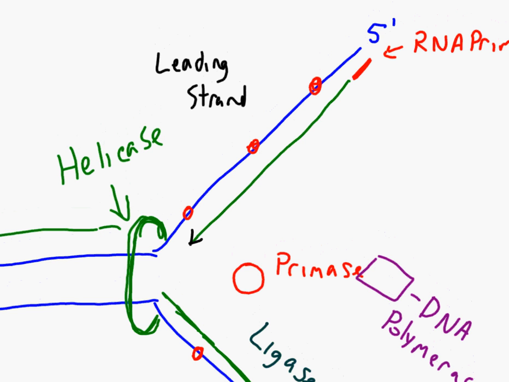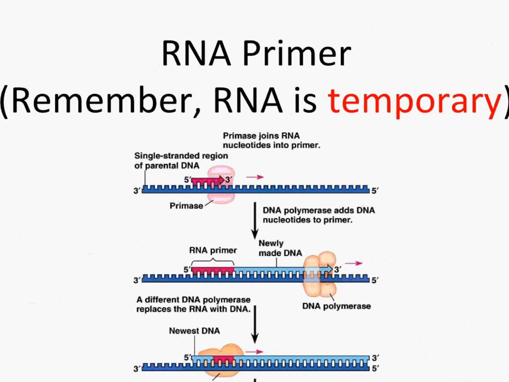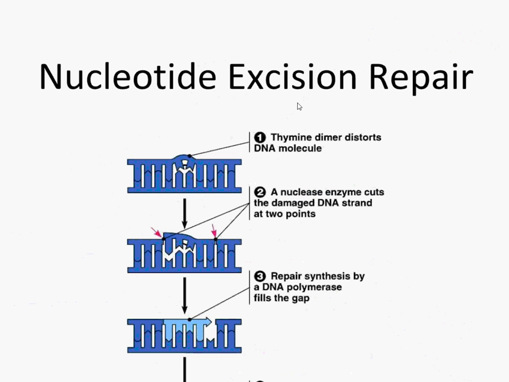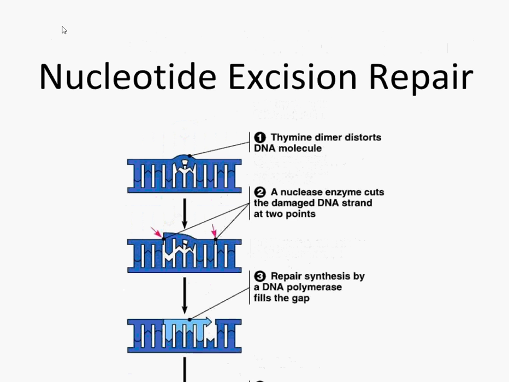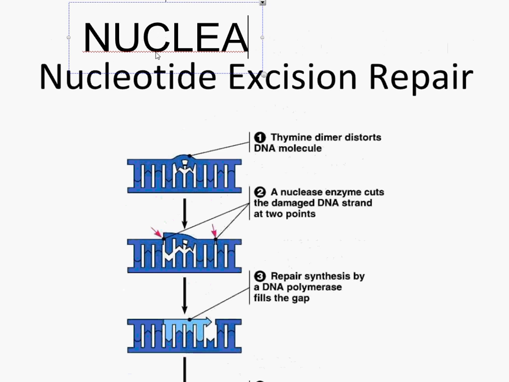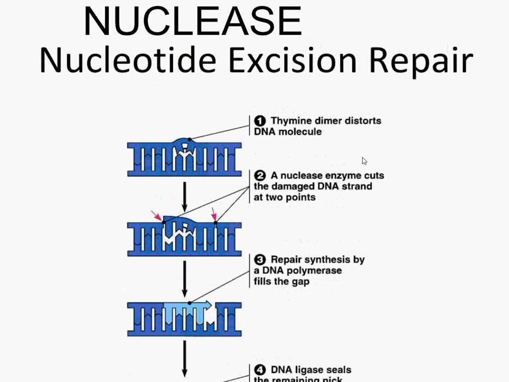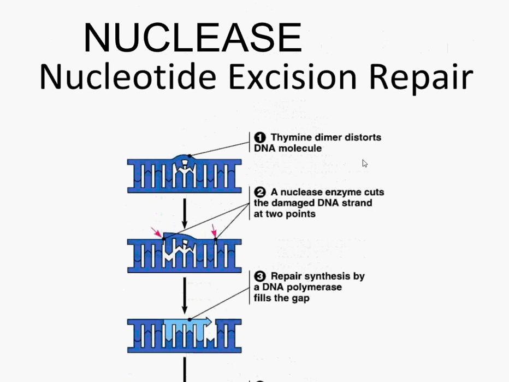So a couple of other enzymes that are involved in this process. Not that one, this one. If there's a problem, if there's an error that is made, there's an enzyme that is called nuclease. And nuclease goes in and basically cuts out the bad portion or the error in the DNA.